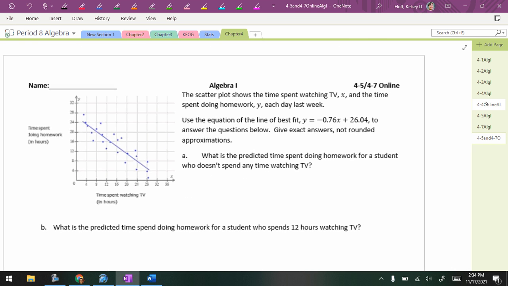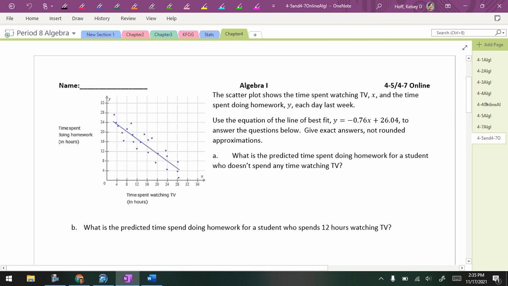Over what you've done two days on a piece of paper. Now I want to talk about what it looks like online.